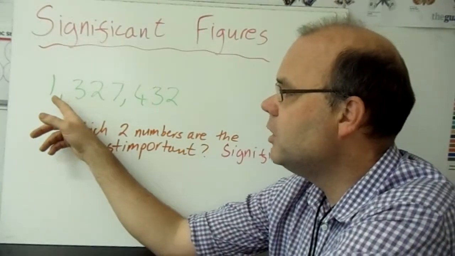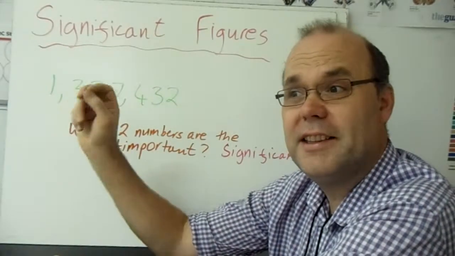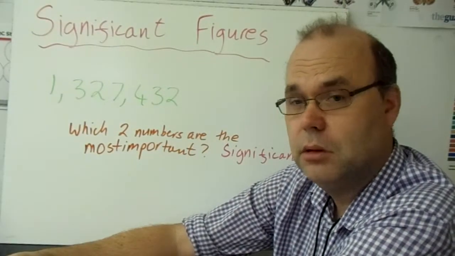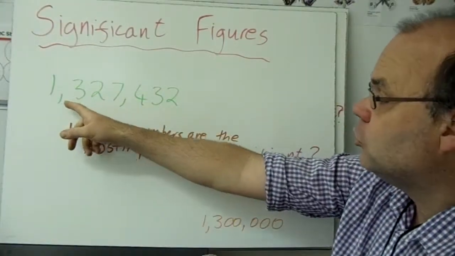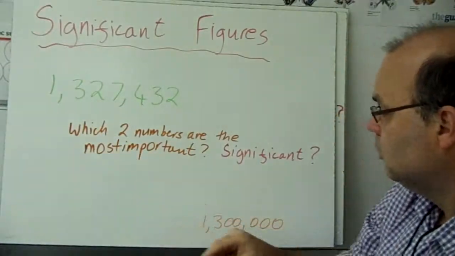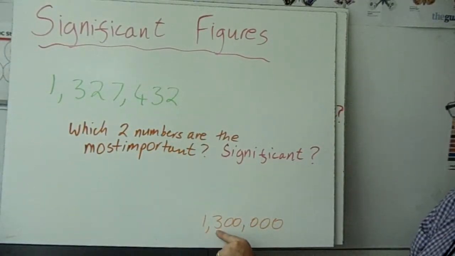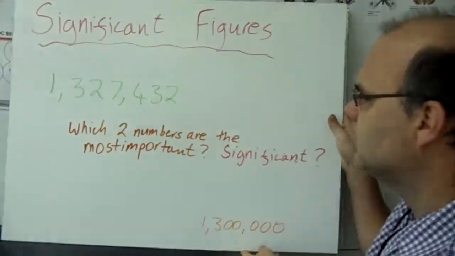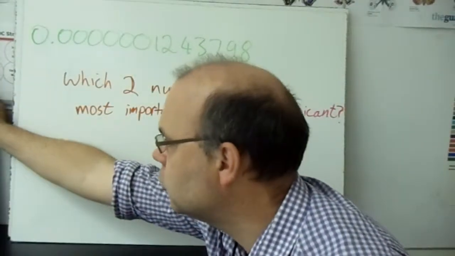The 1,300,000, that's big. That's the most important bit. So if we wanted to write this to two significant figures, we write 1,300,000. It's like rounding. It works for decimals too.